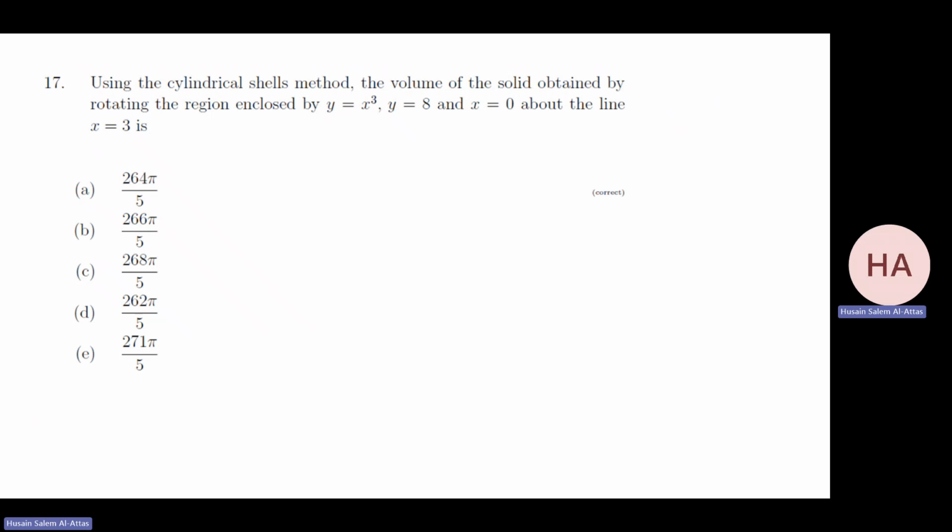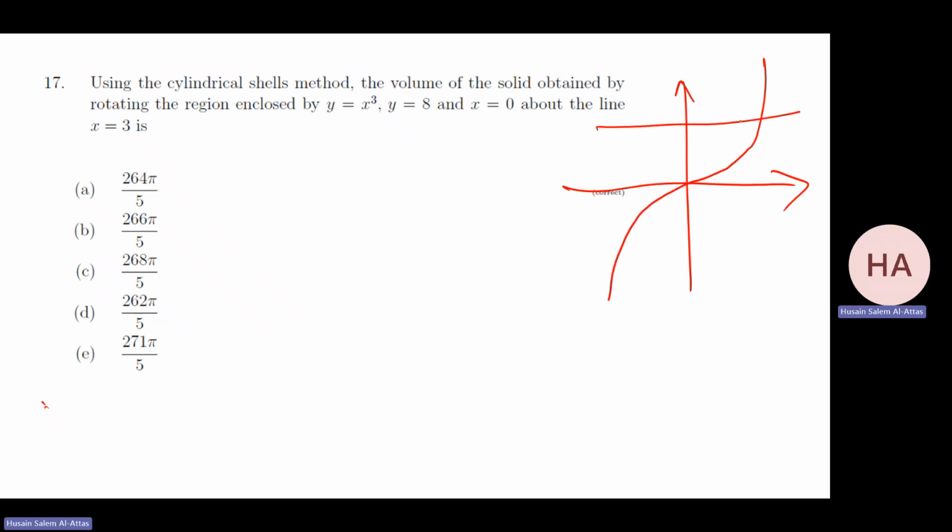The next one says y equal x cubed. I think we did something similar, but about the x-axis. Yeah, let me do it. y equal x cubed, y equal 8, about the line x equal 3. This line is my axis of revolution. Okay. I'm talking about this region. So we have h of x, we want 8 minus x cubed.